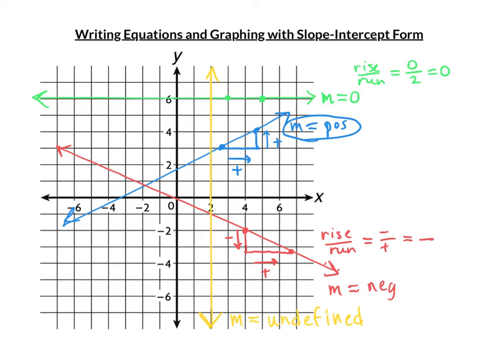You need to be able to just glance at these and know. Up and to the right, positive, horizontal, 0, down to the right, negative. Is it heading down? Is it heading up? Is it horizontal? And the last one is the vertical line.